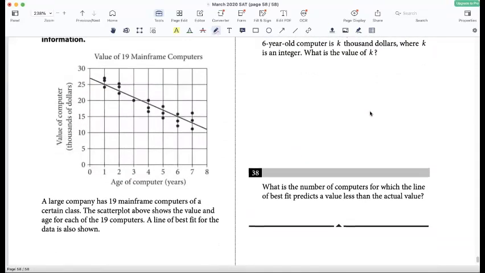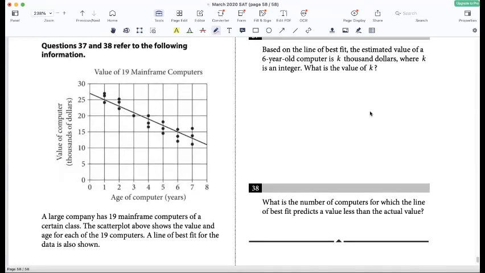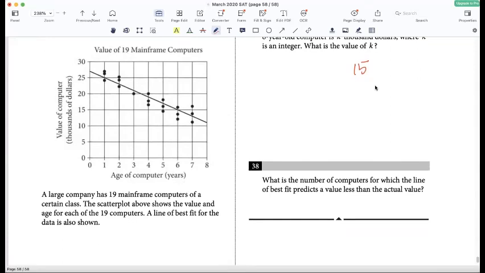A large company has 19 mainframe computers of a certain class. The scatterplot shows the value and age for each of the computers. A line of best fit is shown. Based on the line of best fit, the estimated value of a 6-year-old computer is $k,000, where k is an integer. What is the value of k? So 6-year-old would be 15,000. So k is 15.